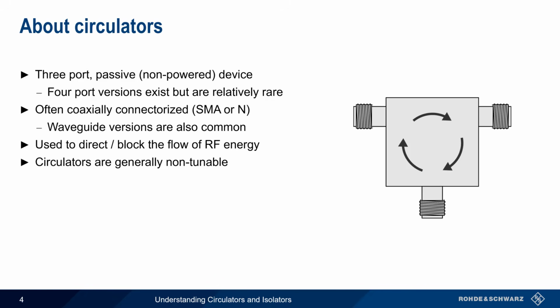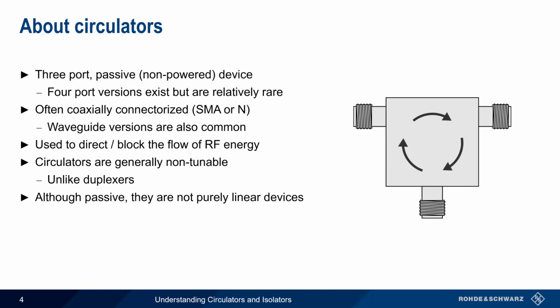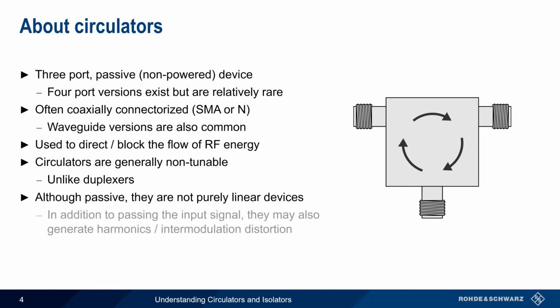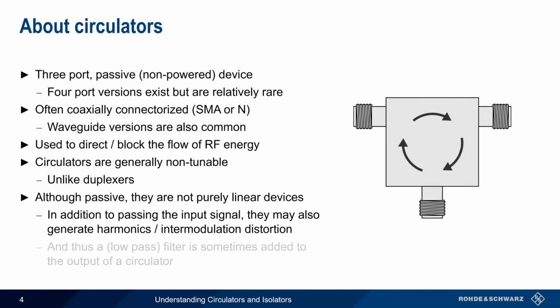Note that circulators are generally non-tunable. That is, their frequency range cannot be easily adjusted. This is one of the main differences between circulators and filter-based duplexers. Note, too, that although circulators are passive devices, they are also not purely linear. This means that in addition to passing the input signal, circulators may also introduce additional signals, that is, harmonics and/or intermodulation products, so it's not uncommon to see low-pass filters placed on the output of a circulator in order to reduce the level of these undesired additional products.